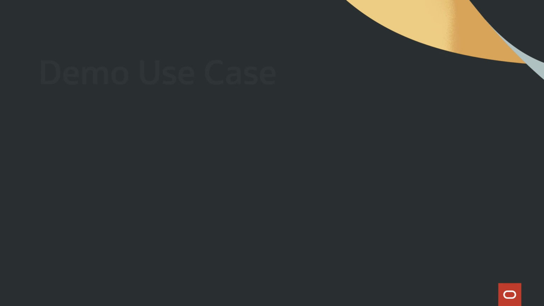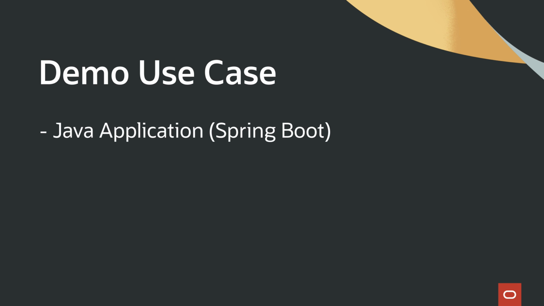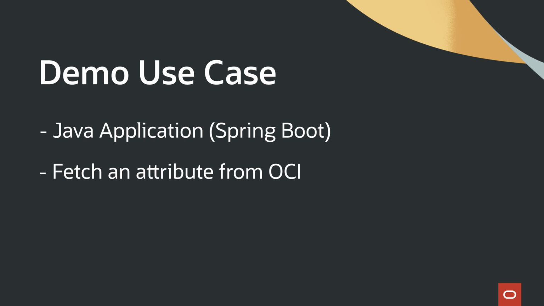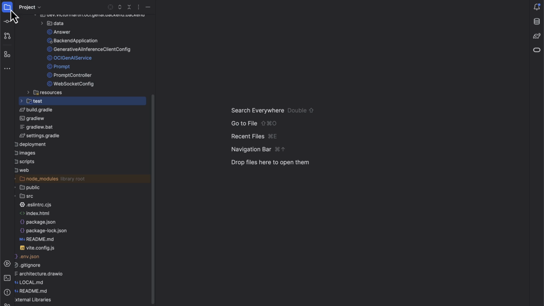Let's walk through the demo use case that utilizes the Solutions tab. I have a Java application that uses Spring Boot, and I want to fetch an attribute from one of the services in OCI. Let's use Code Assist to define the Peugeot class that consists of variable values, getters, and setters.